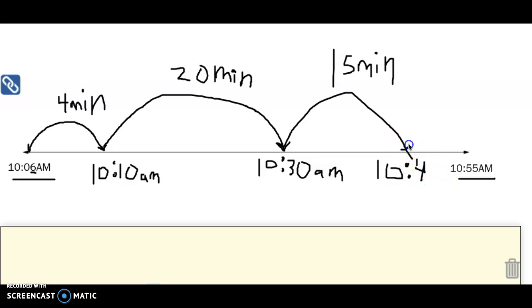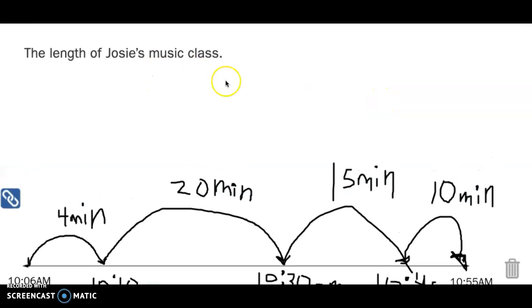And if you see what I see, third graders, I see that both of my numbers end with a 5. I just need to change my 10. How do I get my 4 to a 5 if it's in the tens place? I add a 10, so add 10 more minutes. And we made it to our end time. Am I done yet once I label this? No, what do I need to do next to figure out how long Josie's music class was?